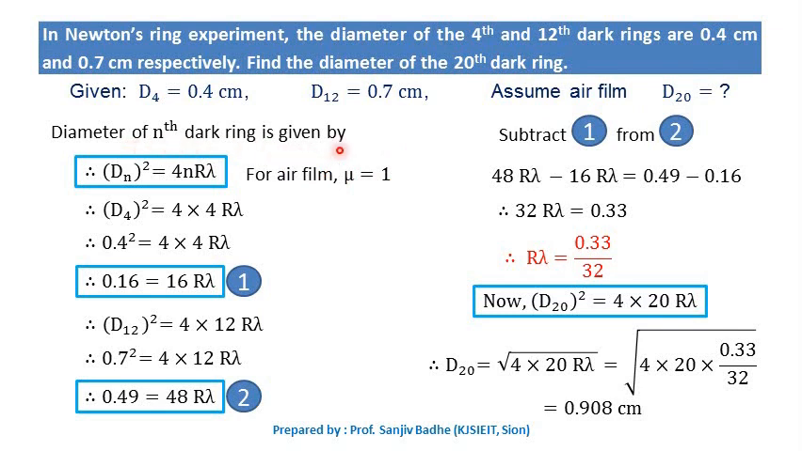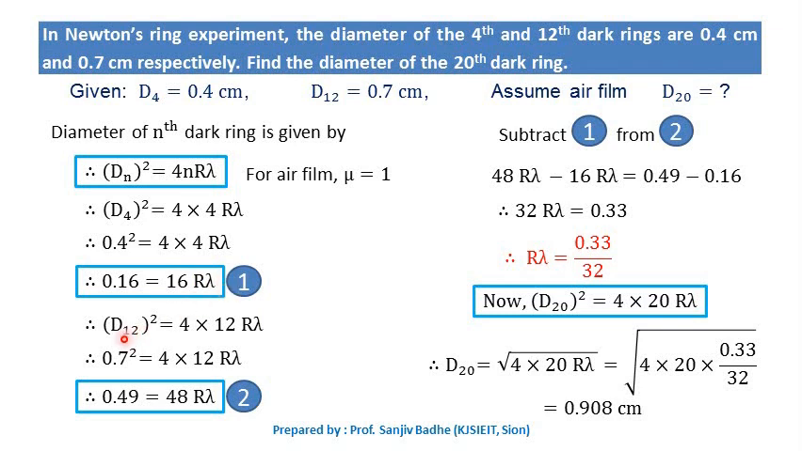Diameter of nth dark ring can be written as dn square equal to 4 nr lambda. So we can write from this relation d4 square equal to 4 into 4 r lambda. N is equal to 4 we have put here. So 0.4 square is equal to 4 into 4 r lambda, and therefore 0.16 is equal to 16 r lambda. 4 into 4 is equal to 16. Let us call this as equation number 1.